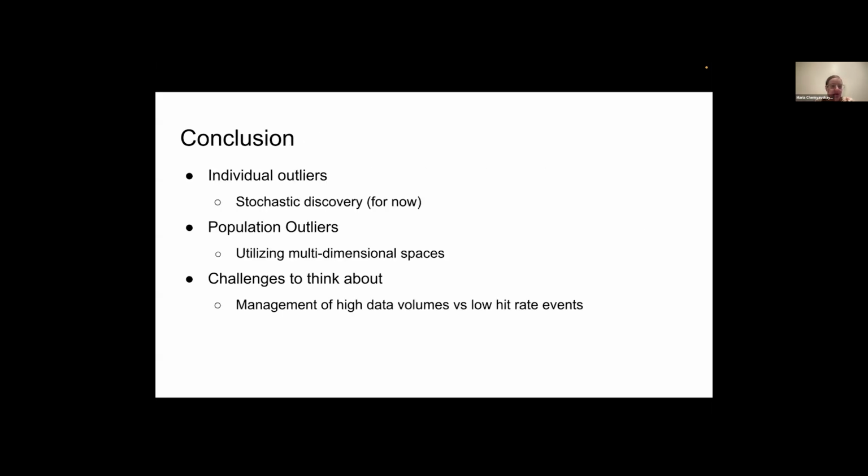And so in conclusion, right now we're doing this stochastic discovery thing for the individual outliers. We're getting good progress on utilizing multidimensional spaces for population outliers, but we do have to keep in mind as we start using LSST how to manage those low hit rate events and finding those in high data volumes.